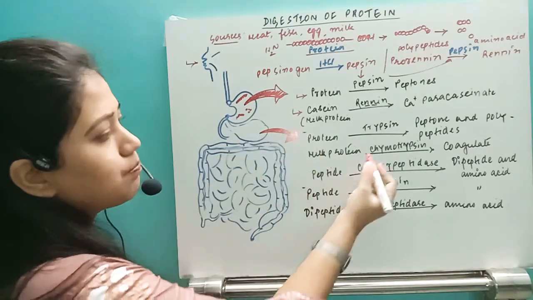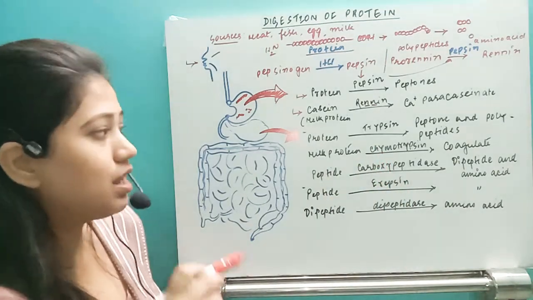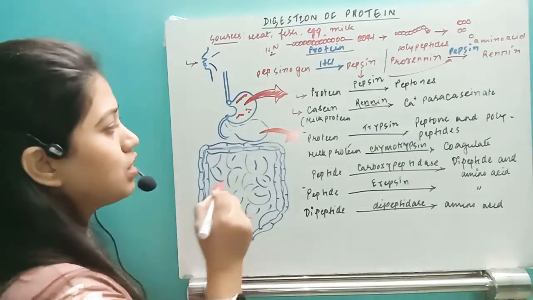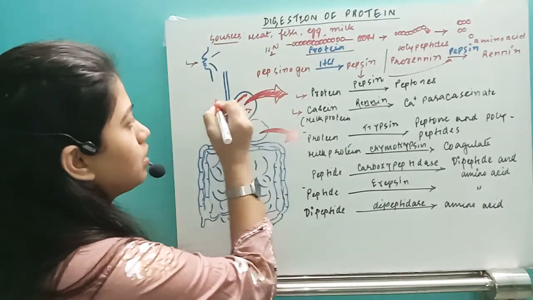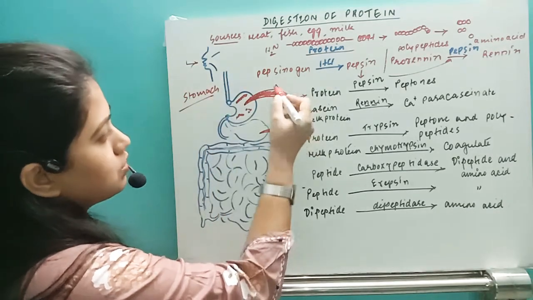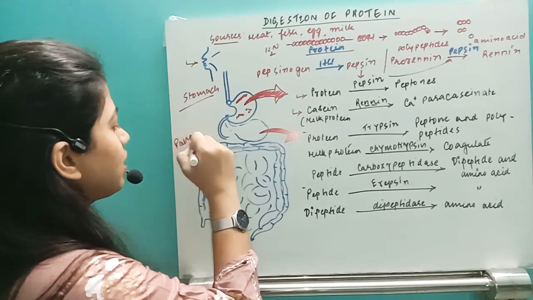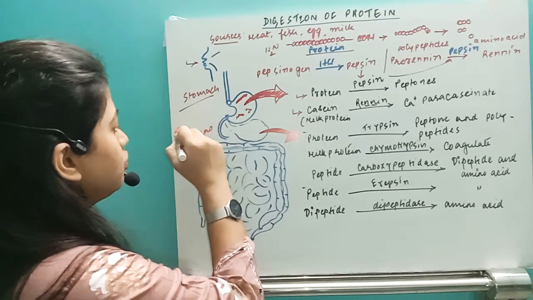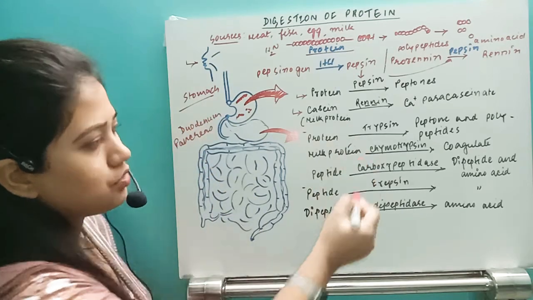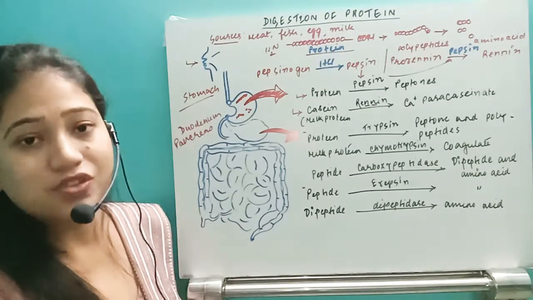They are trypsin, chymotrypsin and carboxypeptidase. Remember that trypsin, chymotrypsin and carboxypeptidase are released from the pancreas. So here it is occurring in the region of the stomach. In the region of the stomach, this digestion occurs. In the region of the pancreas, that means in the region of the duodenum, the pancreatic juice will release the 3 enzymes, that is trypsin, chymotrypsin and carboxypeptidase.